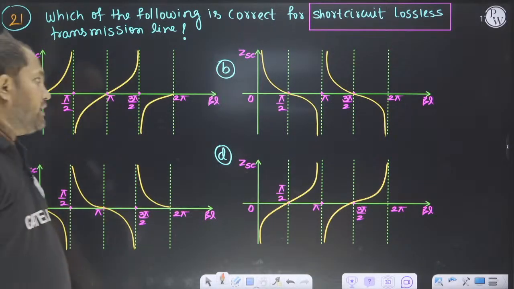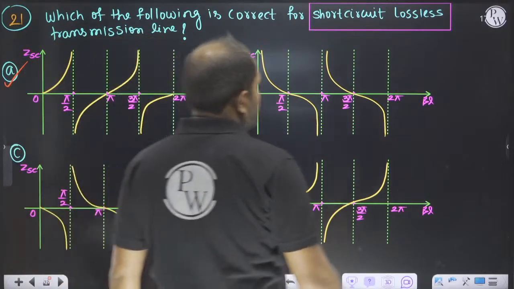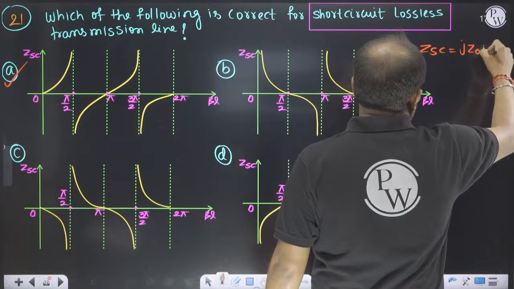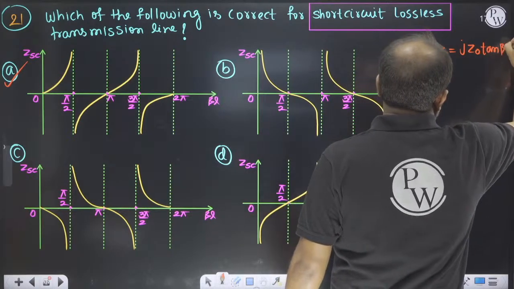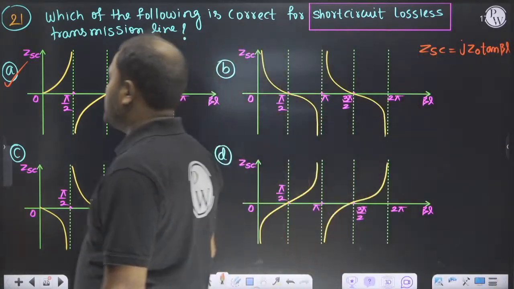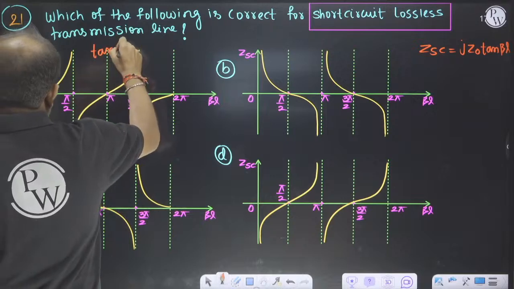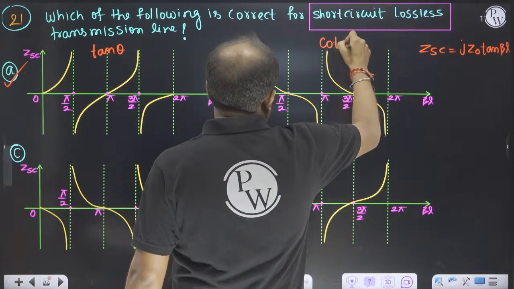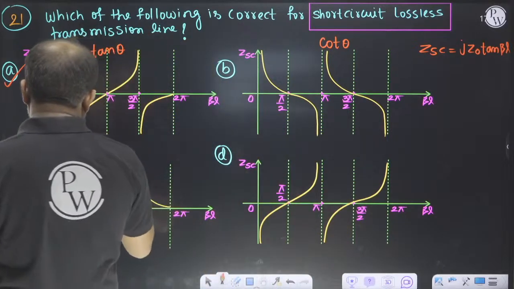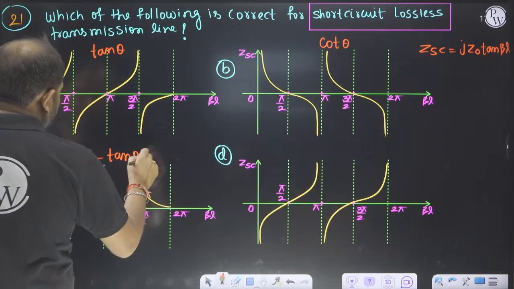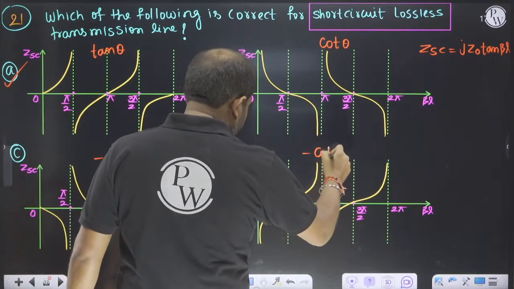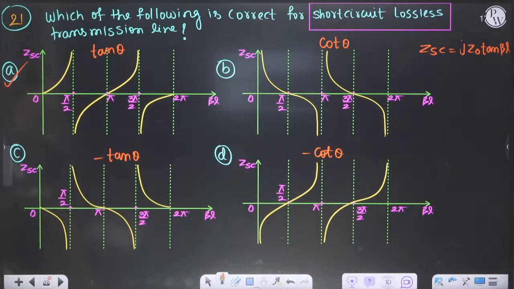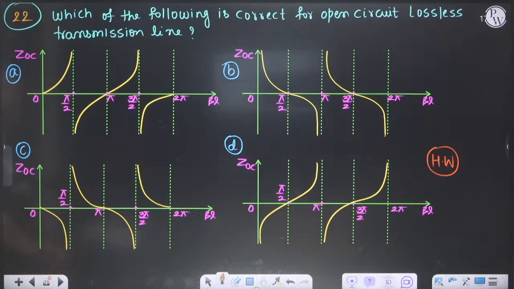The tan theta graph will be A, because ZSC is equal to jZ0 tan beta L. So the tan theta graph should be there. This one is the graph for tan theta, this one for cot theta, this one for minus tan theta, and this one for minus cot theta. So the tan theta graph should be correct. The answer will be A.